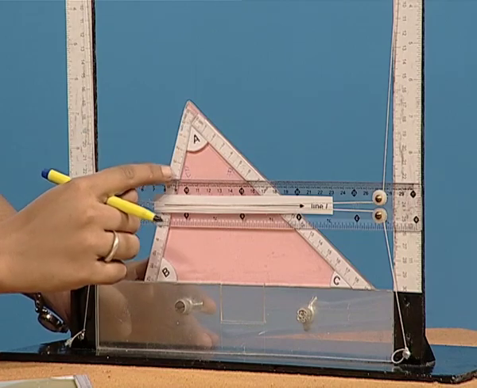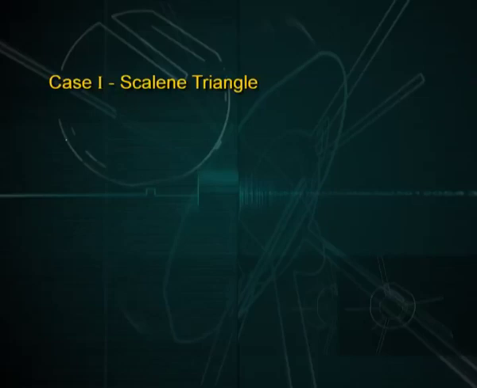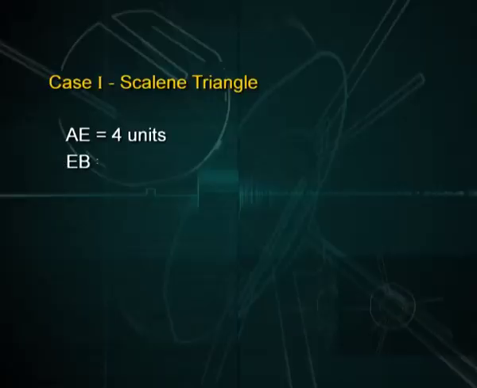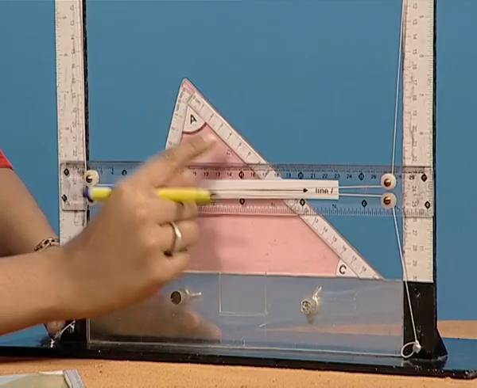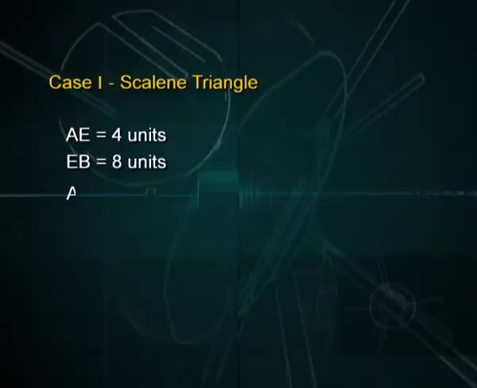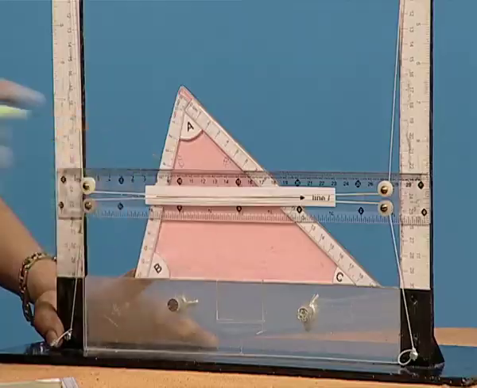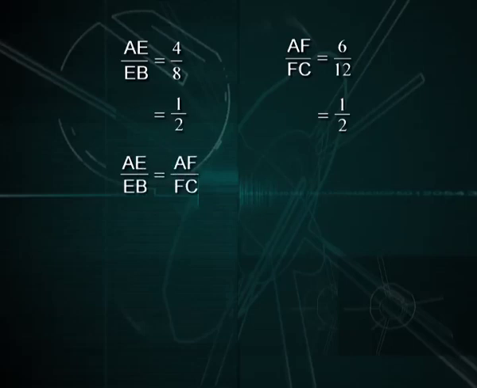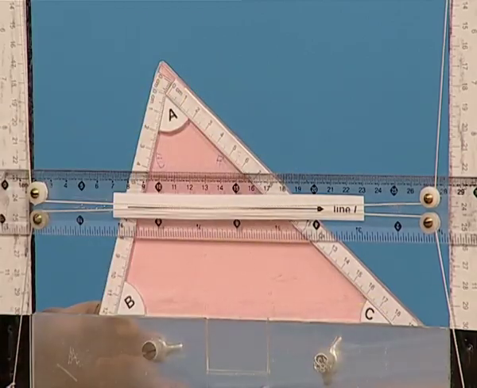Now, on measuring AE, EB, AF and FC, we can see that AE is 4 units, EB is 8 units. Similarly, on measuring AF, it comes out to be 6 units, and FC is 12 units. Now, on calculating, AE by EB is equal to 4 by 8, which is equal to 1 by 2. AF by FC is equal to 6 by 12, which is again 1 by 2. This shows that AE by EB is equal to AF by FC, which shows that the other two sides are divided in the same ratio.